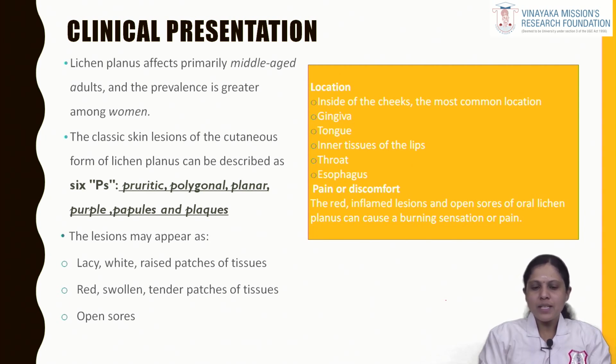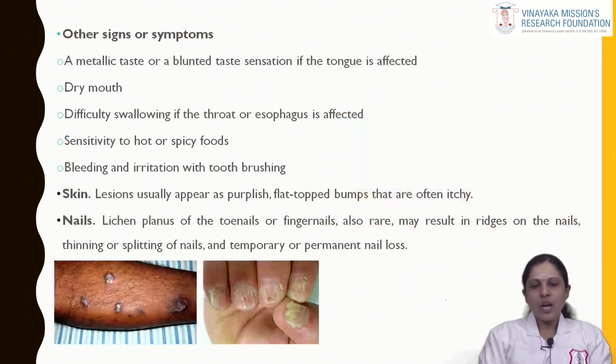The lesion may appear as lacy white raised patches of tissue and red swollen tender patches of tissue, and sometimes as open sores. The location may commonly be the buccal mucosa, gingiva, tongue, inner tissues of the lips, throat, and esophagus. The red inflamed lesions and open sores may occasionally cause a burning sensation or pain. Other signs or symptoms may include a metallic taste sensation or a blunted taste sensation if the tongue is affected.